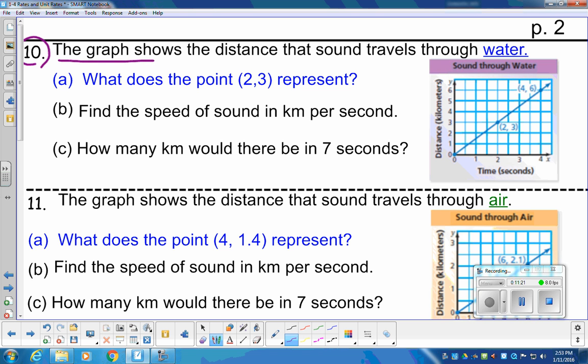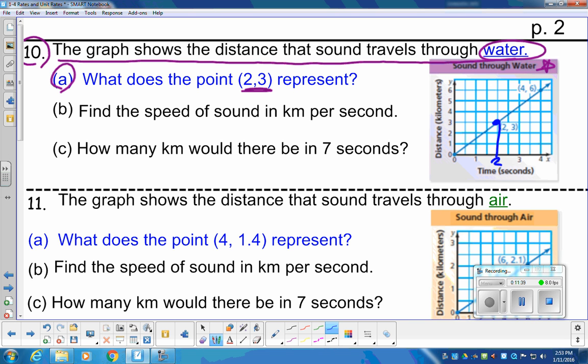So the graph shows the distance that sound travels through water. We have a nice title here that says we're talking about sound through water. In question A, it's asking us, what does the point (2, 3) represent? So I'm going to identify the point (2, 3) over here.